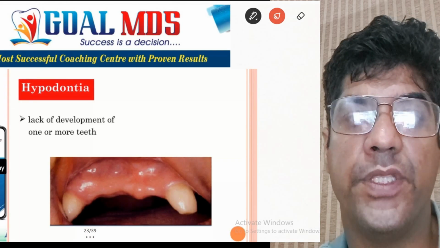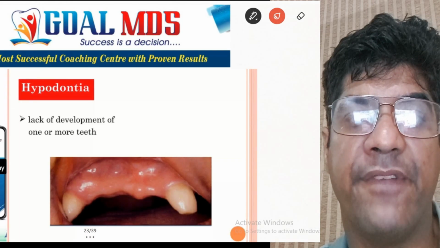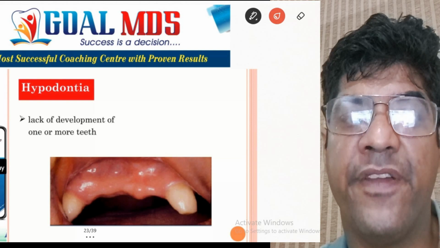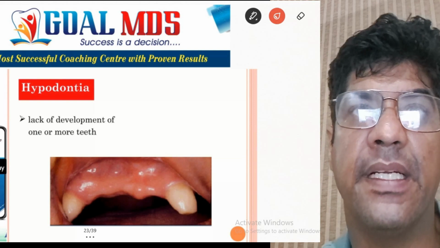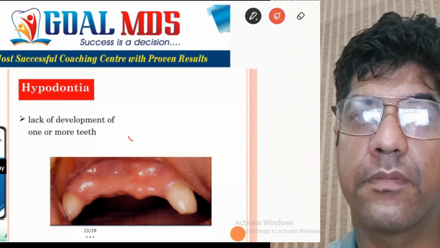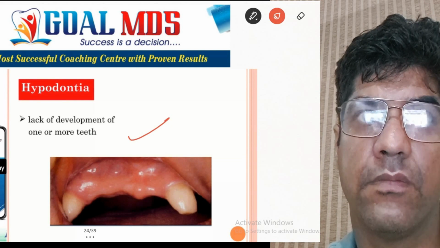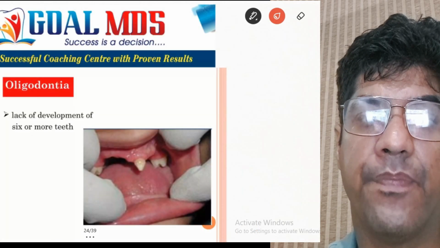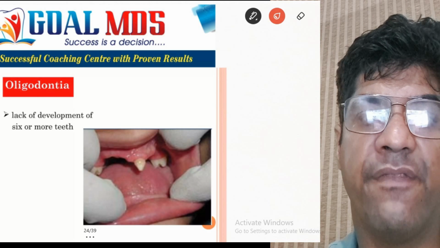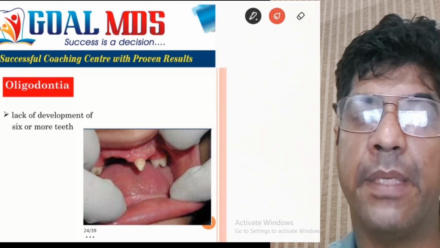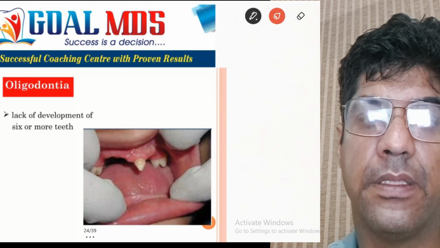What is hypodontia? Hypodontia is a dental condition where a person is missing a few teeth, typically less than 6 teeth. Oligodontia is a more severe form in which a person is missing more than 6 teeth.